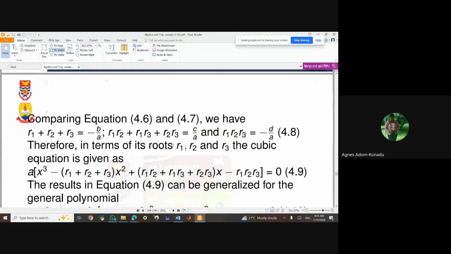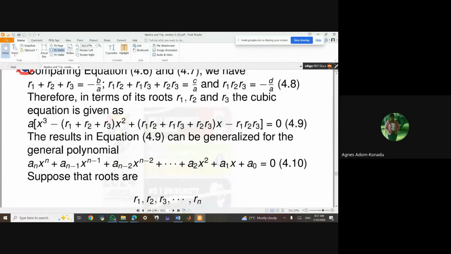Therefore, in terms of its roots r1, r2, r3, the cubic equation is a outside. Then I have x to the power 3 minus the sum of the roots x squared plus, so this is r1 r2 plus r1 r3 plus r2 r3, all in a bracket x, minus the product of the roots.